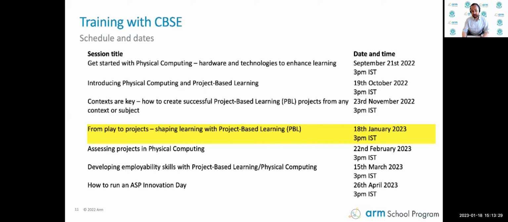And then we finish with how to run an innovation day. An innovation day is a fantastic way of engaging your students with technology. It can be run in about 5 hours with either a class or a school or multiple schools, as we've done previously on the school program. We've had teams from up to 25 to 30 schools come together to compete, building a solution to a problem connected to the global goals.